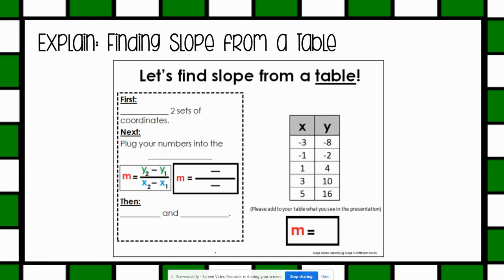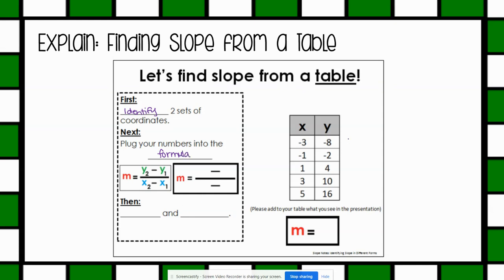Now we're going to find the slope from a table. So the first thing that we're going to do is find our 2 sets of coordinates. We are just using 2 sets of coordinates. So identify 2 coordinates from the table that you can use. Then plug those numbers into the same exact formula.